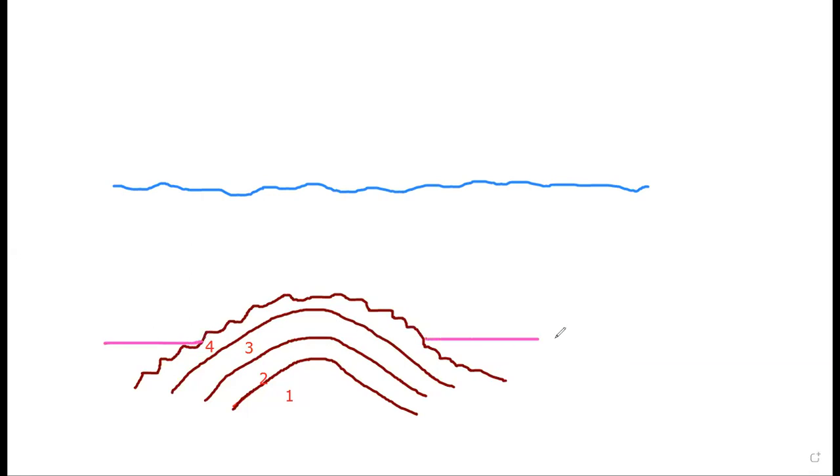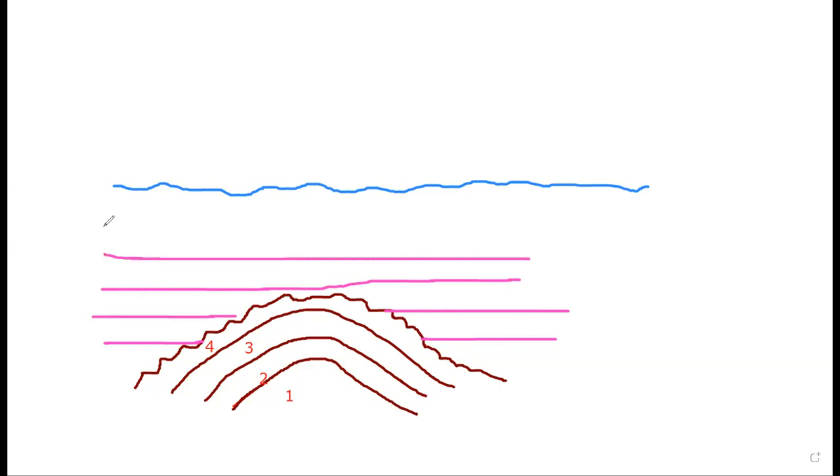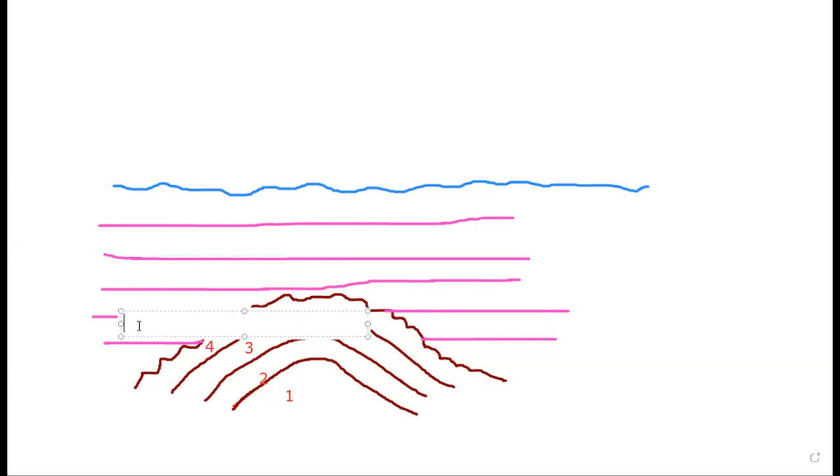Suppose on this rock, this will be the first layer, this will be the second layer, this will be the third layer, this will be the fourth. So various layers will be deposited here. Suppose this is the A layer, this is the B layer, this is the C, this will be the D layer. Various layers will be deposited here.